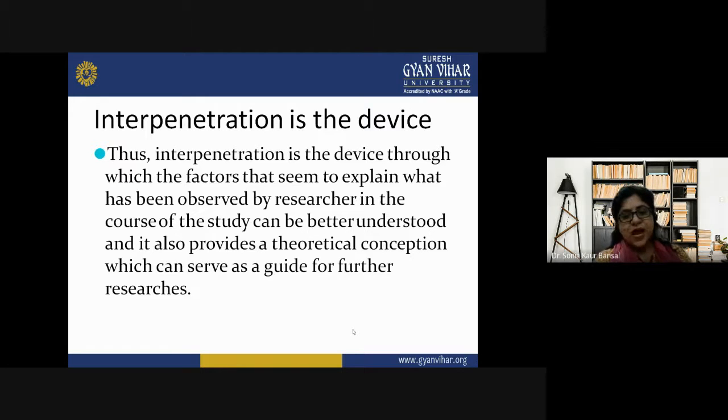Now let's understand what I mean by theoretical conception. A theoretical conception is something where, students, you have something in a theory form and you are receiving the idea. So this is what interpretation does, and how you have done the interpretation with the help of your collected data.